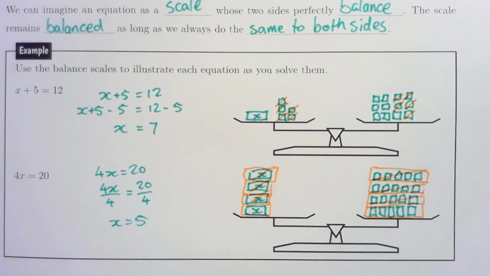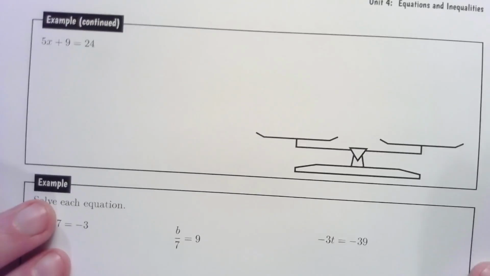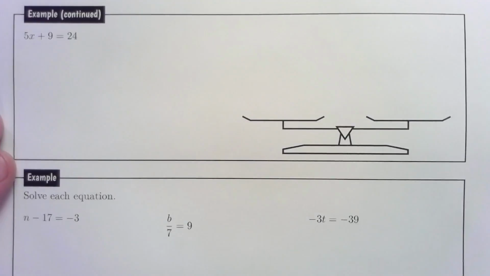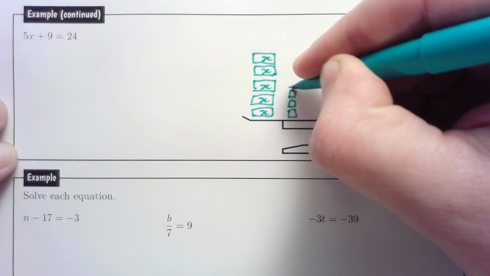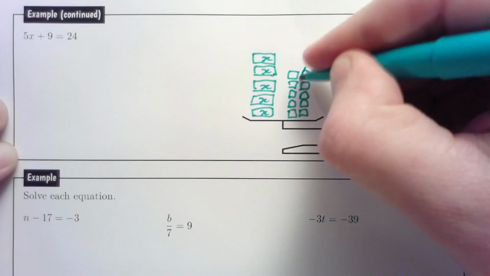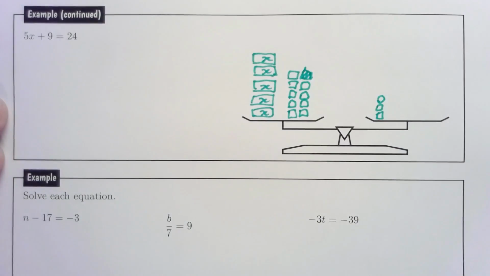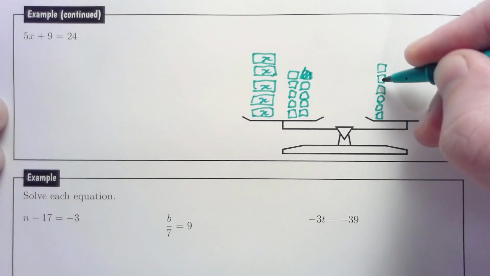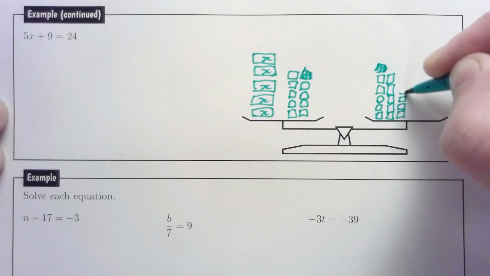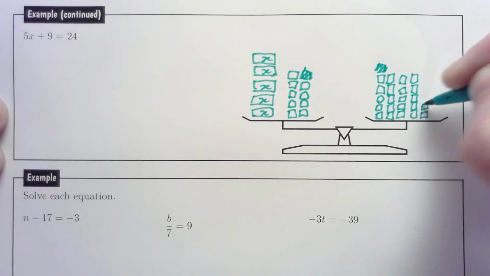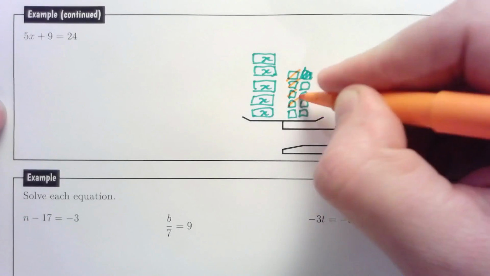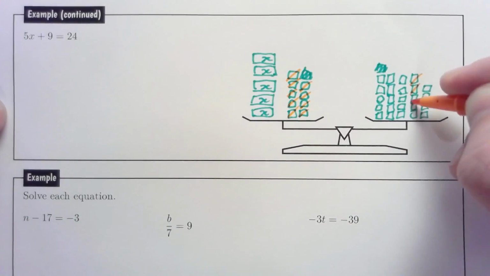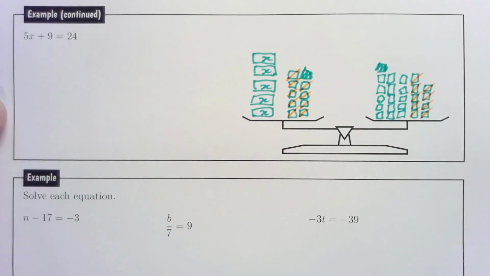Let's illustrate 5x plus 9 equals 24. So on the left-hand side, we have 5 variable bars and 9 unit blocks. And on the right-hand side, we have 24 unit blocks. Now we can simplify this by taking away the 9 unit blocks on the left-hand side. But remember, to keep our scale in balance, we need to do the same thing to the right-hand side. This leaves us with 15 unit blocks on the right.